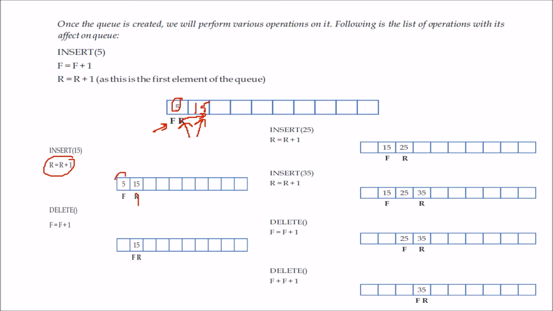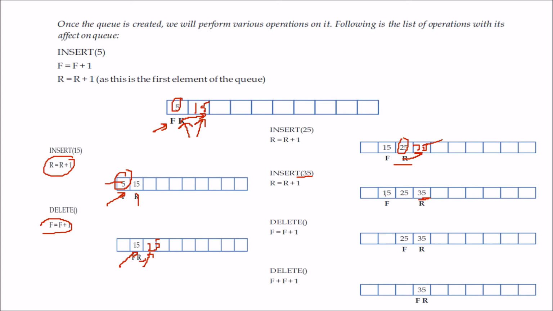Now you want to delete this 5, so it will be removed from the front. So 5 will be deleted. Now F has to point to this 15. So again the front and rear are the same, because there is only one element. Now you want to add 25. Because adding can only be done at the rear, rear has to be incremented. Then again you want to add 35. So 35 is added, and rear now points to 35, like this.